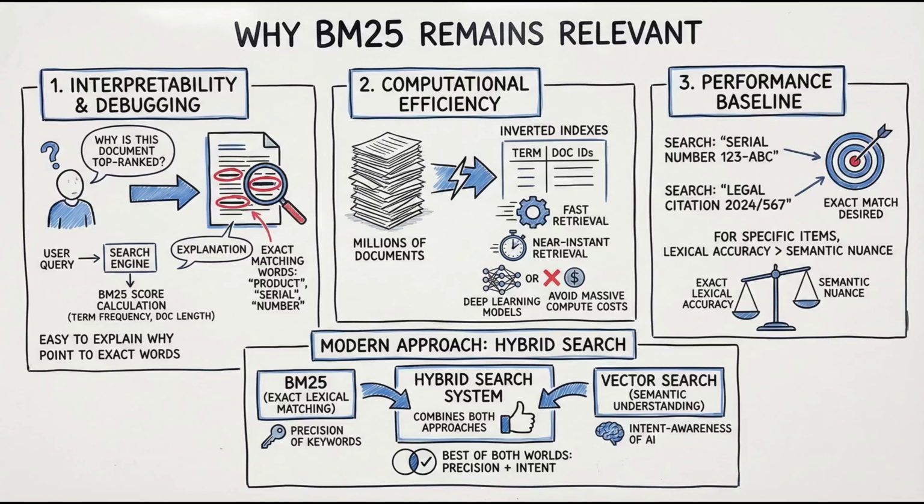Because of this, modern search systems are moving toward what we call a hybrid search. By combining the exact keyword matching power of BM25 with the intent awareness of modern vector-based AI, we can build systems that give us the best of both worlds, the precision of keywords and the intelligence of semantic search.